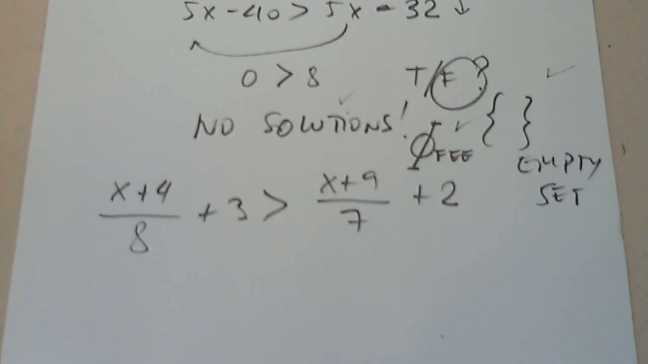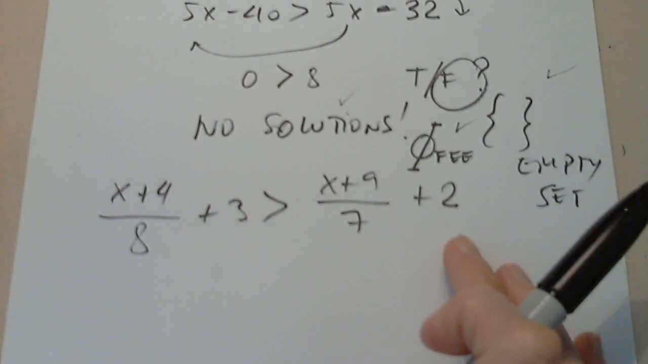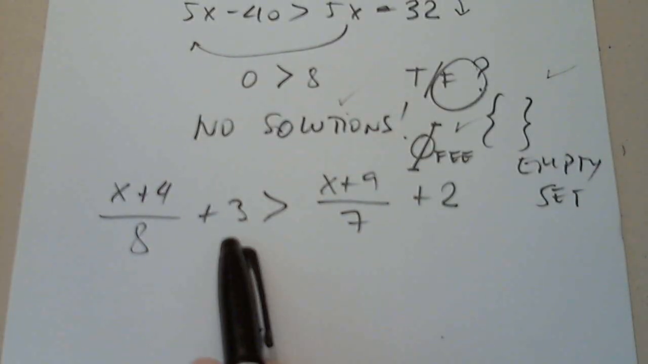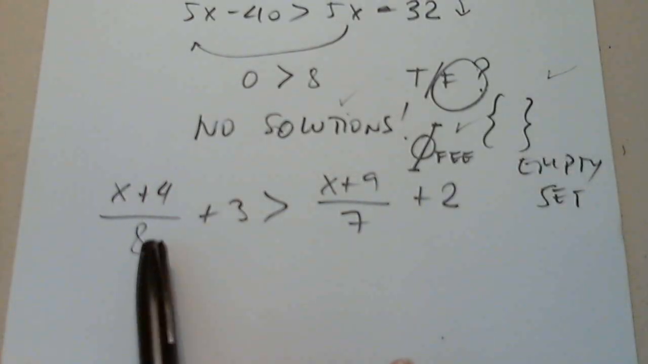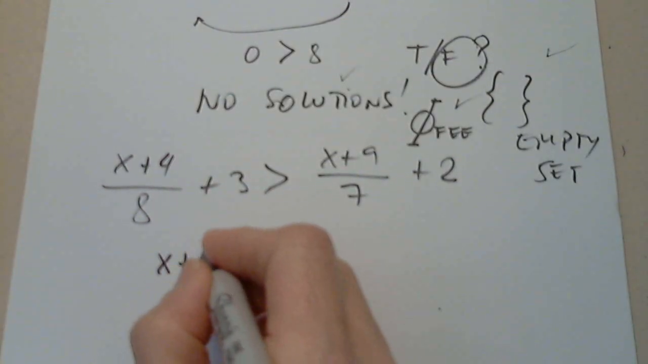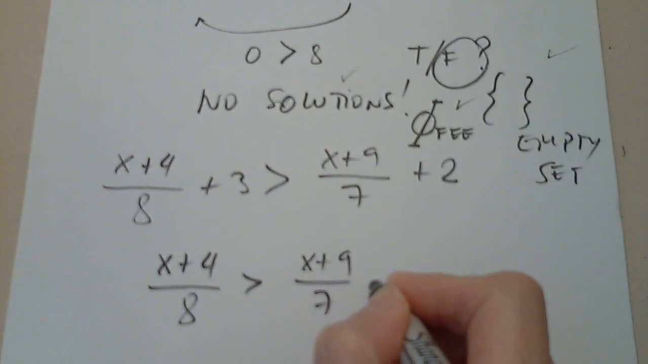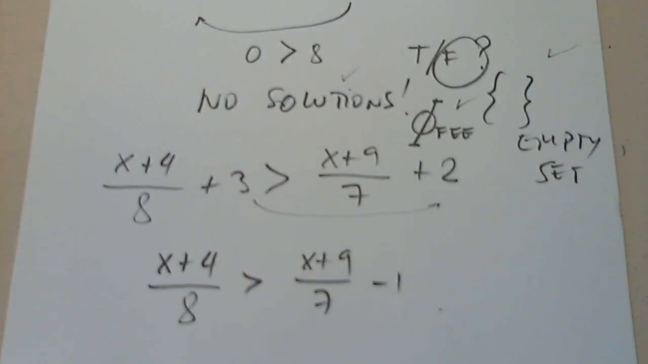What would you recommend we do in the next inequality? I'll tell you what I recommend in this situation. Because I have 3 and 2, either move 2 or move 3 just to make it into 3 fractions, so to speak. So I will write x plus 4 over 8 greater than x plus 9 over 7 minus 1. I move 3 next to 2. And when I move a term from one side to the other, I have to change its sign.